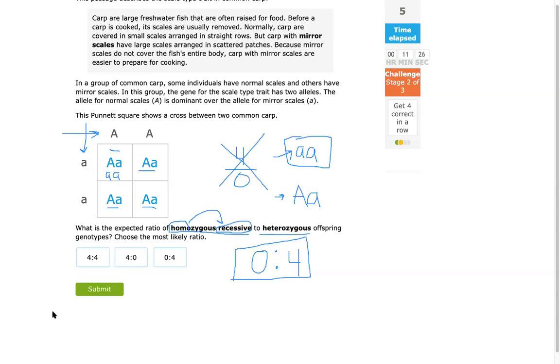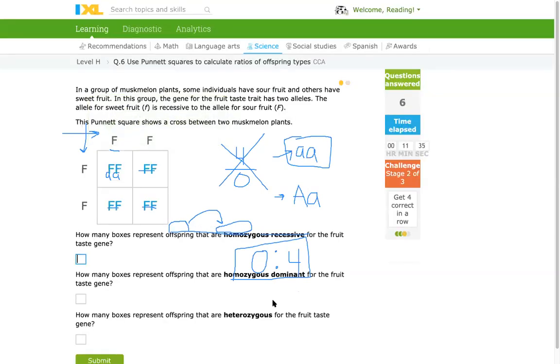0 to 4. Okay, so 0 to 4. Got to be very careful about these. Let's go through another one. It's going to take us all back through again.